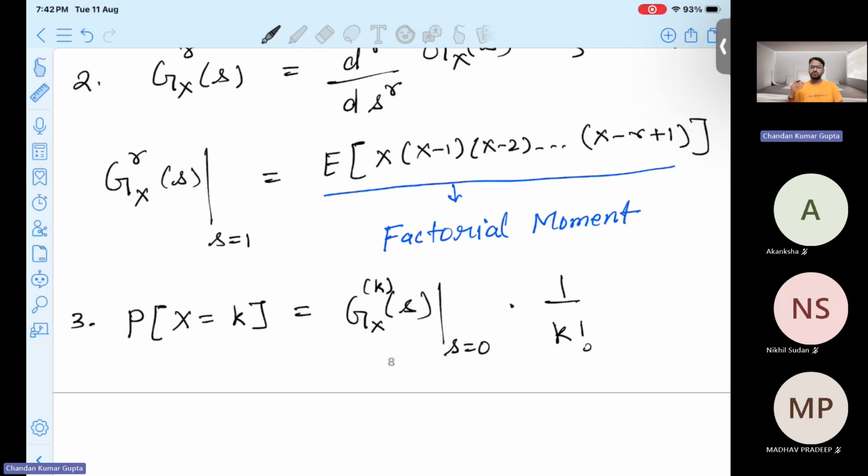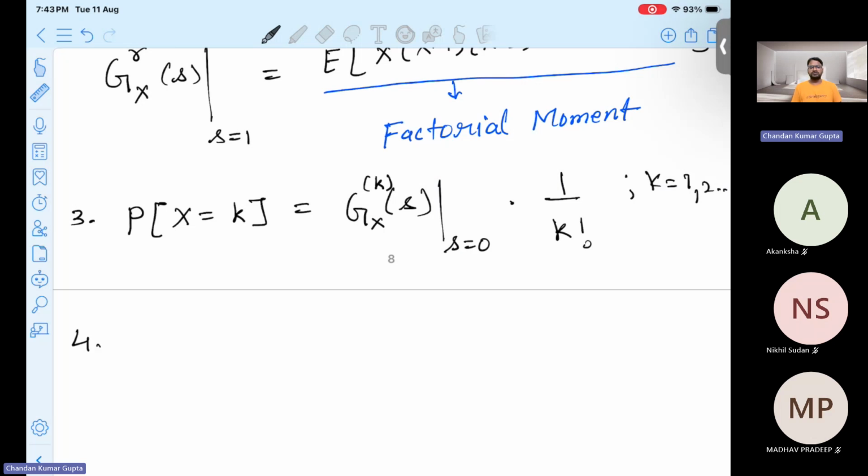When you are going to evaluate the probability at x equal to k, we first differentiate the generating function up to kth order, then put s equal to 0 and multiply it with 1 by k factorial. This quantity will give the probability that x is equal to k, obviously for k from 0 to n.